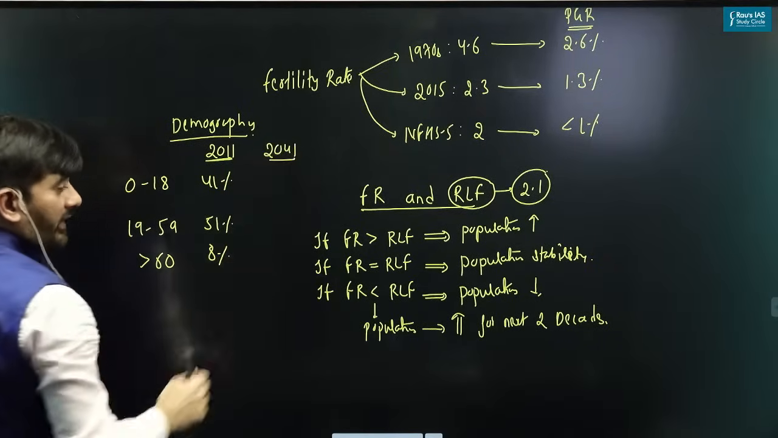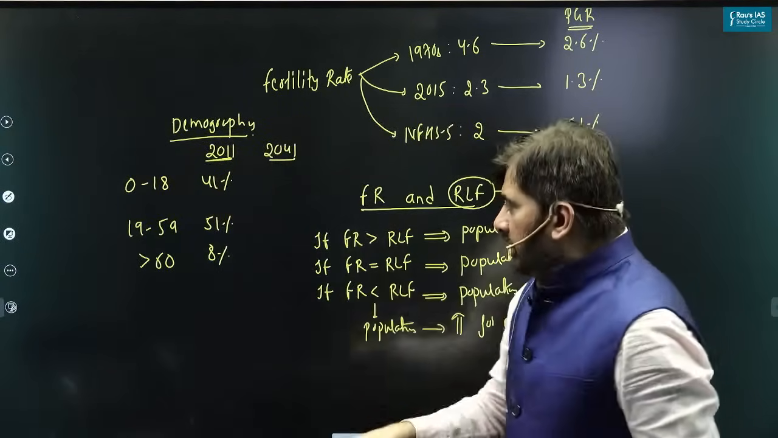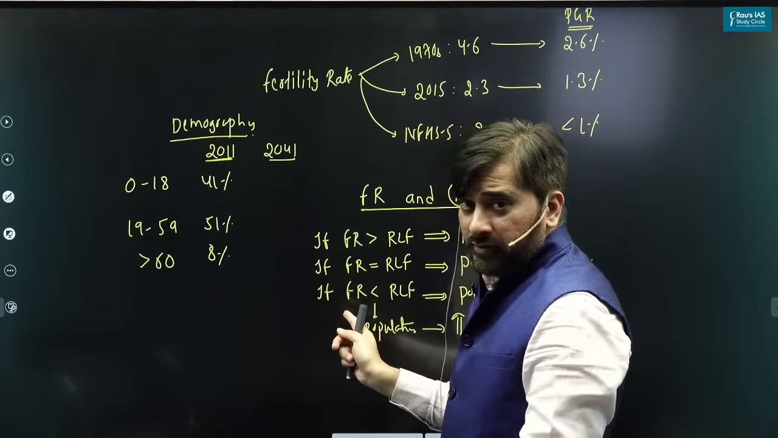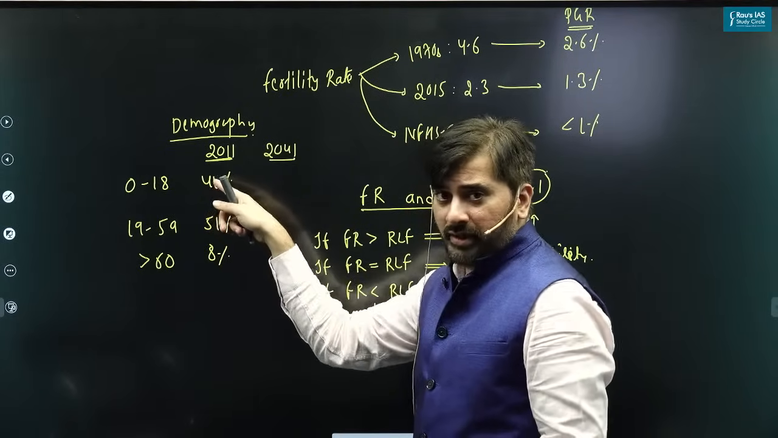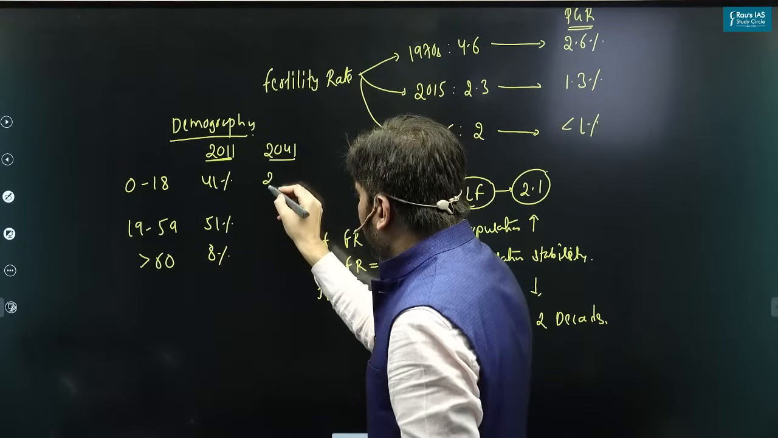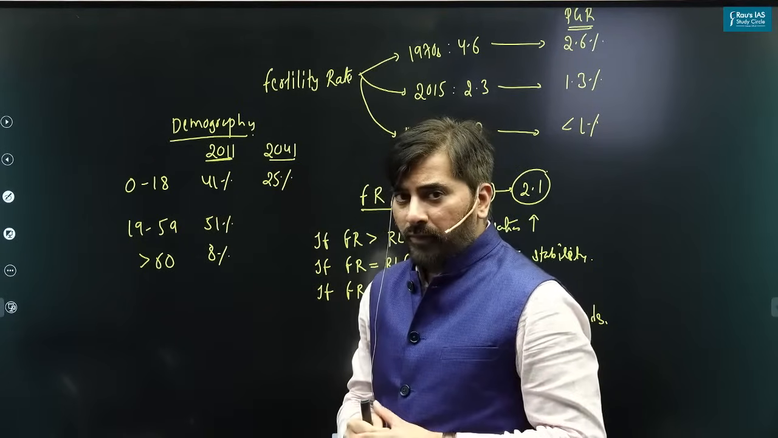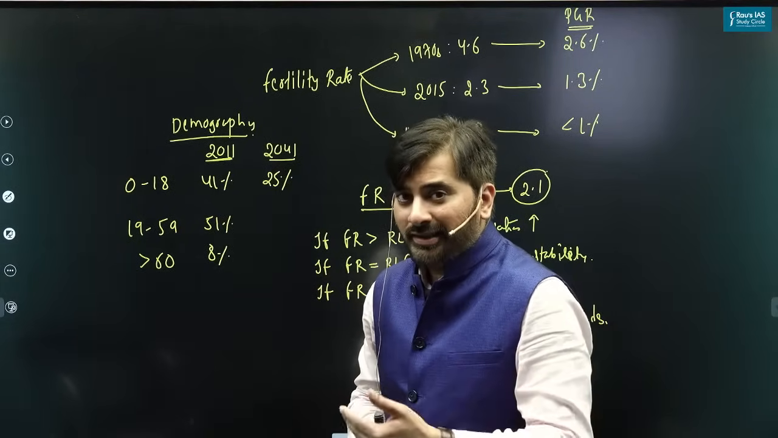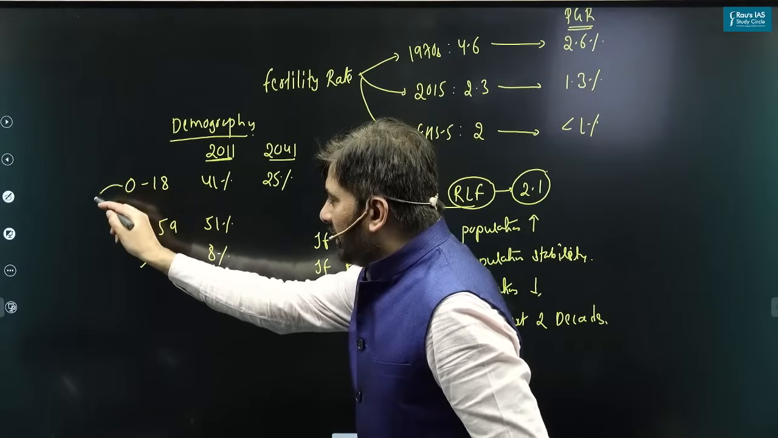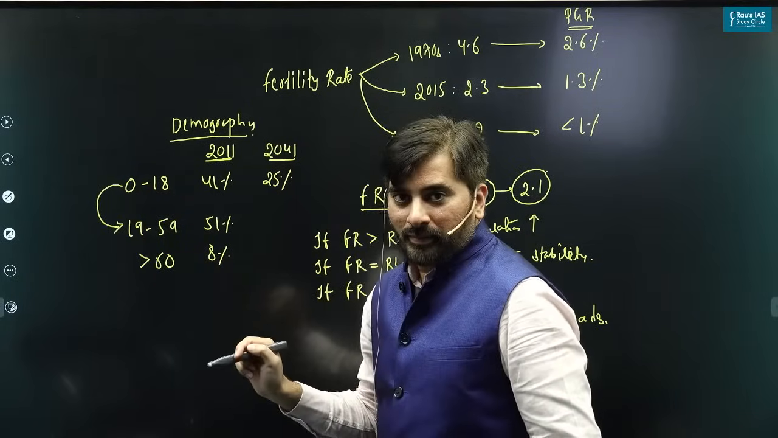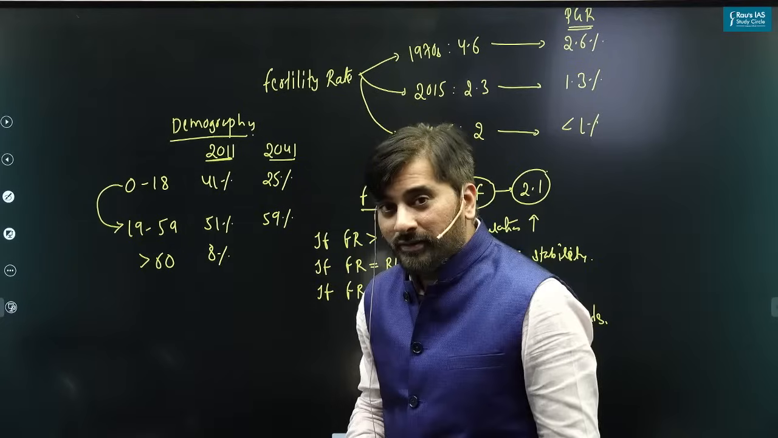By 2041, this age composition is set to undergo change. How? See here, fertility rate has got reduced. Because the fertility rate has got reduced, what do you think will happen to this share of population, 0 to 18? Obviously reduce. And it is being said it will reduce to 25%. 19 to 59, the working age population, is set to increase in the next 2 decades. Why will it increase? Because people in this particular age group will move to the next age group, because of which this particular age group population will be 59%.